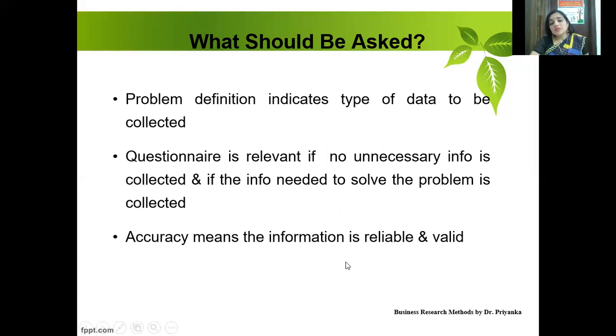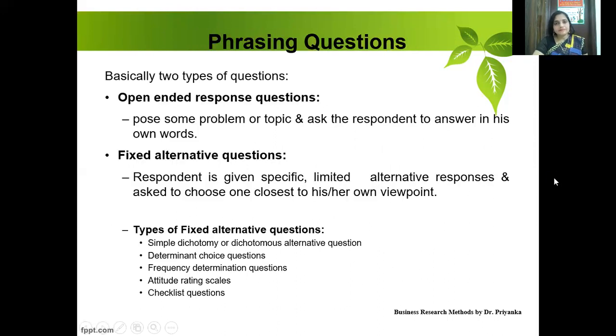Then accuracy means the information is reliable and valid. If your questionnaire is accurately measuring the attitude you are going to measure, that means the information you are getting would be reliable and valid. Then there would be another test for reliability and validity, that is another thing.